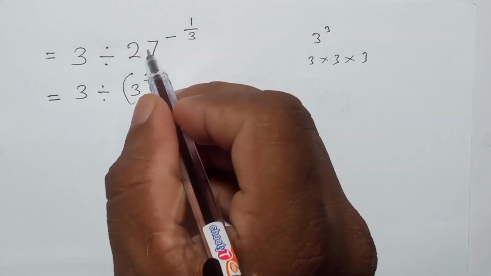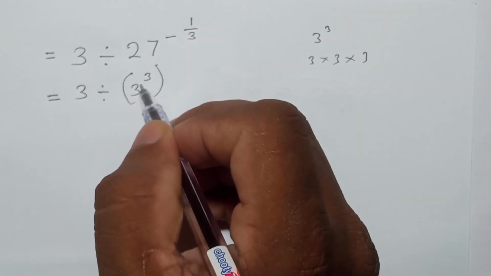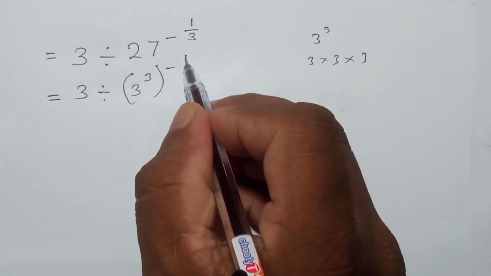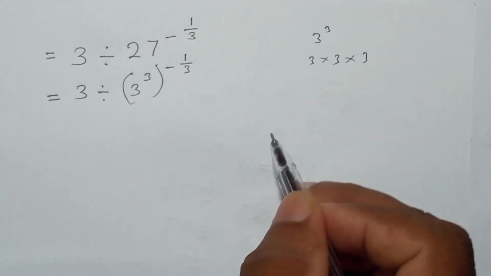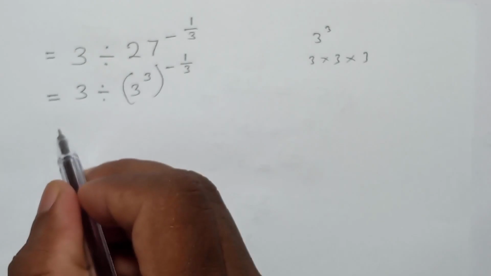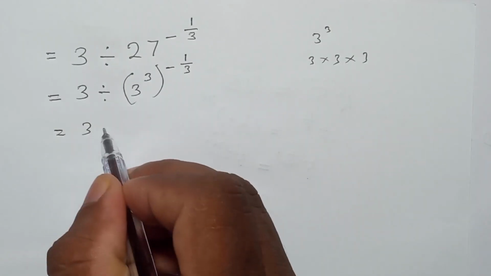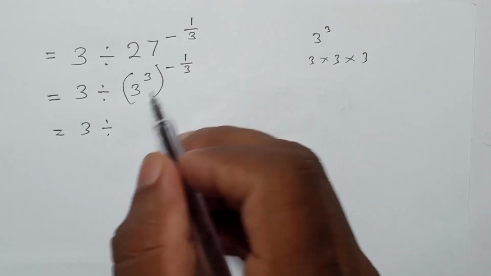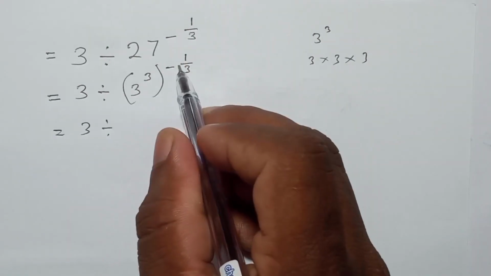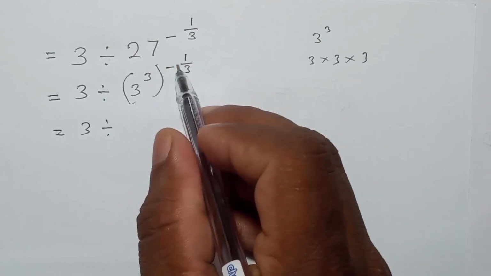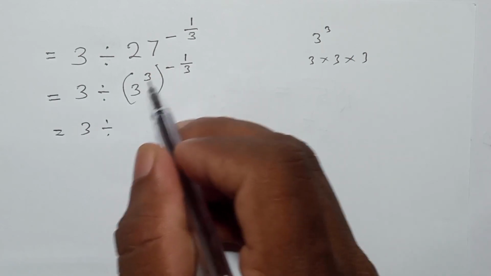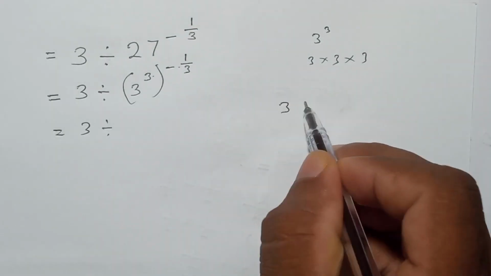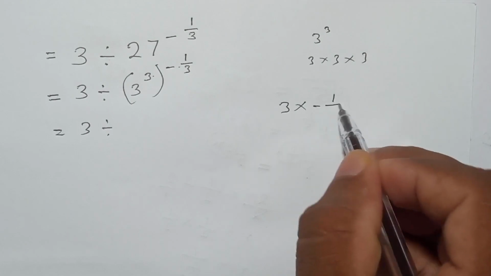Then this 27 I make as a power, so 3 to the power 3, and here we have 1 over 3, right? And then what you can do here, 3 divided by 3, this index we can multiply with this index. I mean, when you have a base, an index, and then again an index, you can multiply these two indices for the same base. So this index multiplies with this index. I will do it here, 3 into negative 1 over 3.